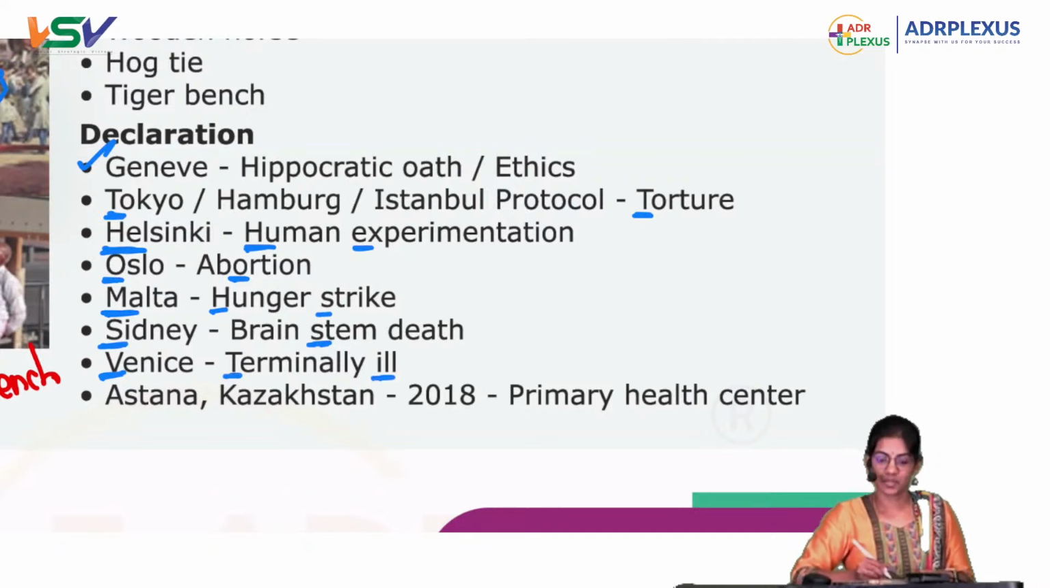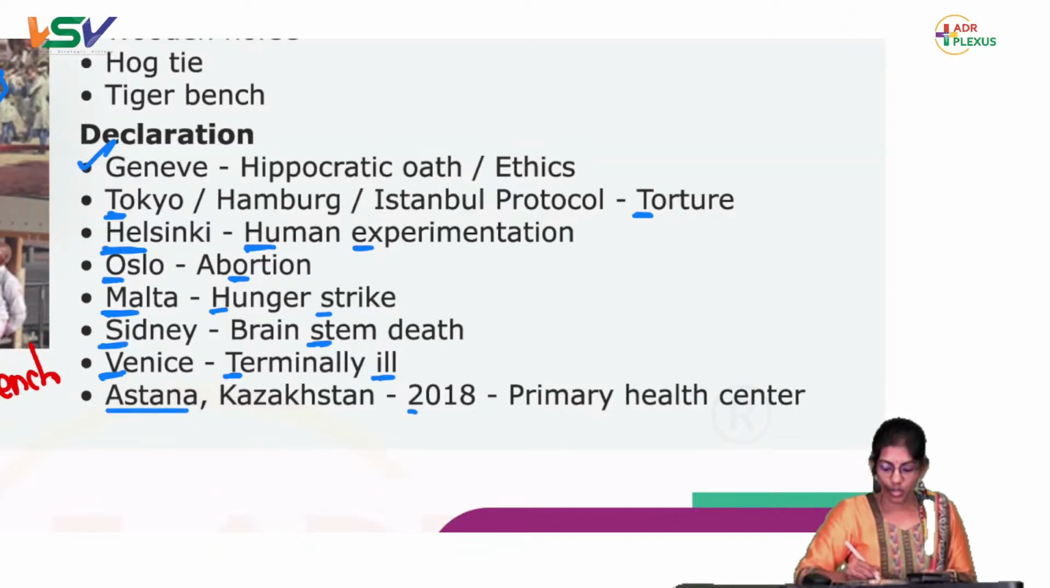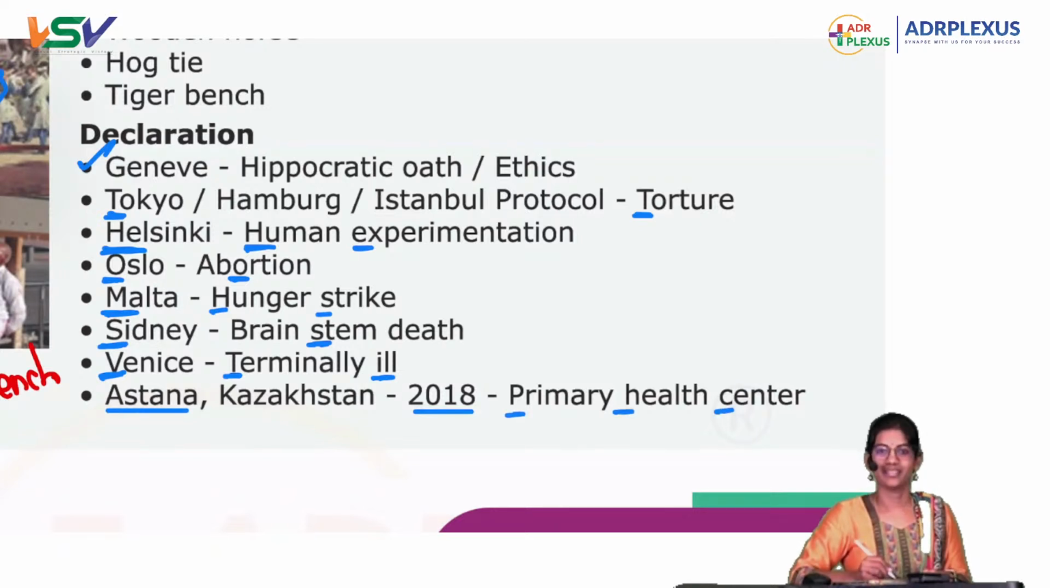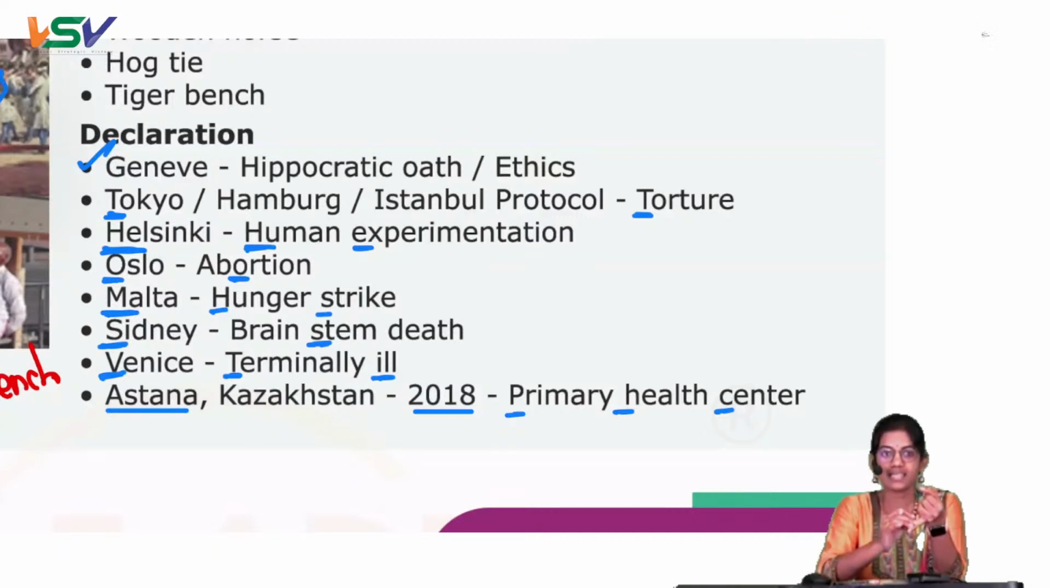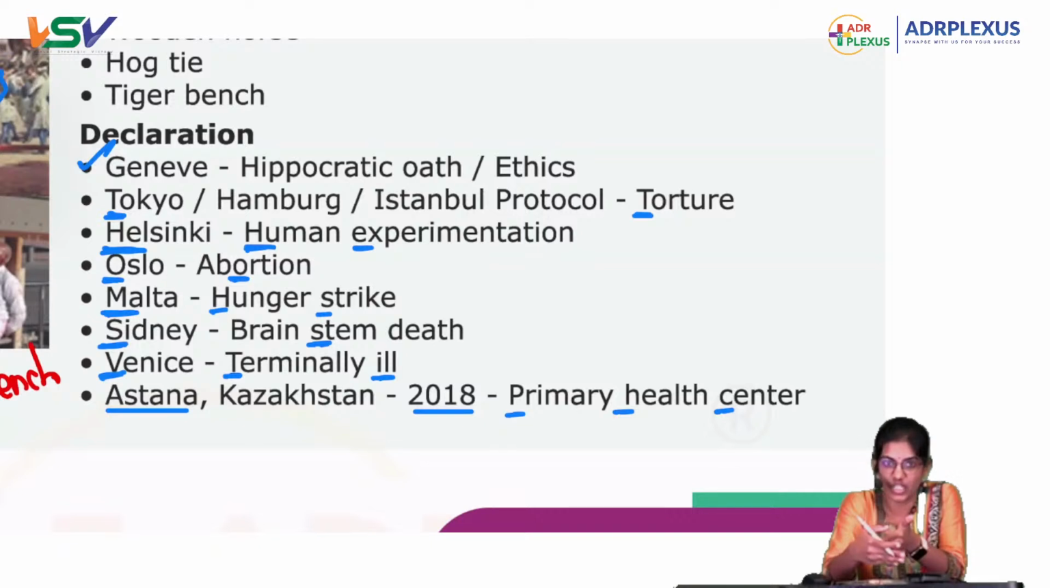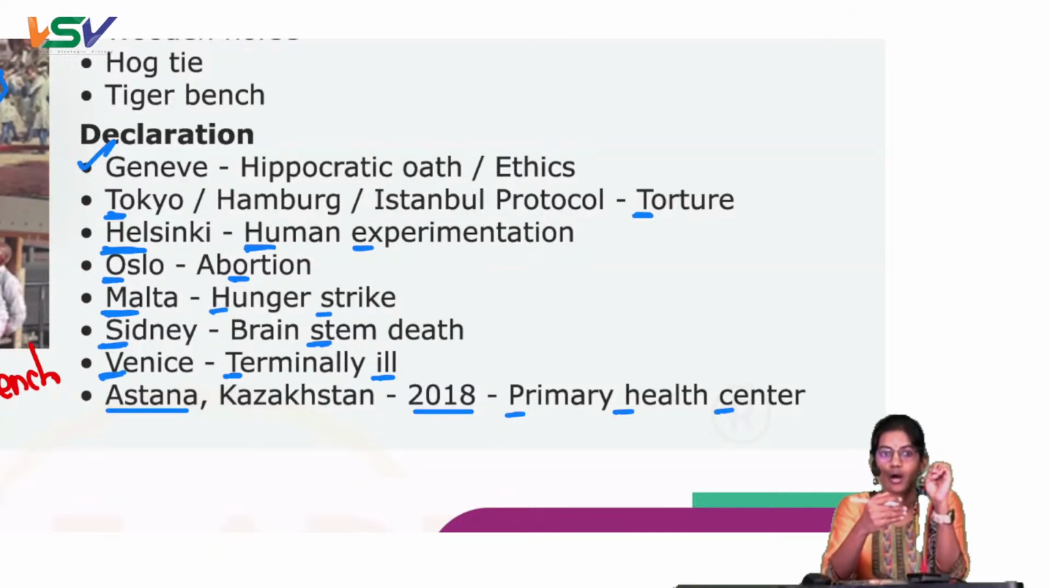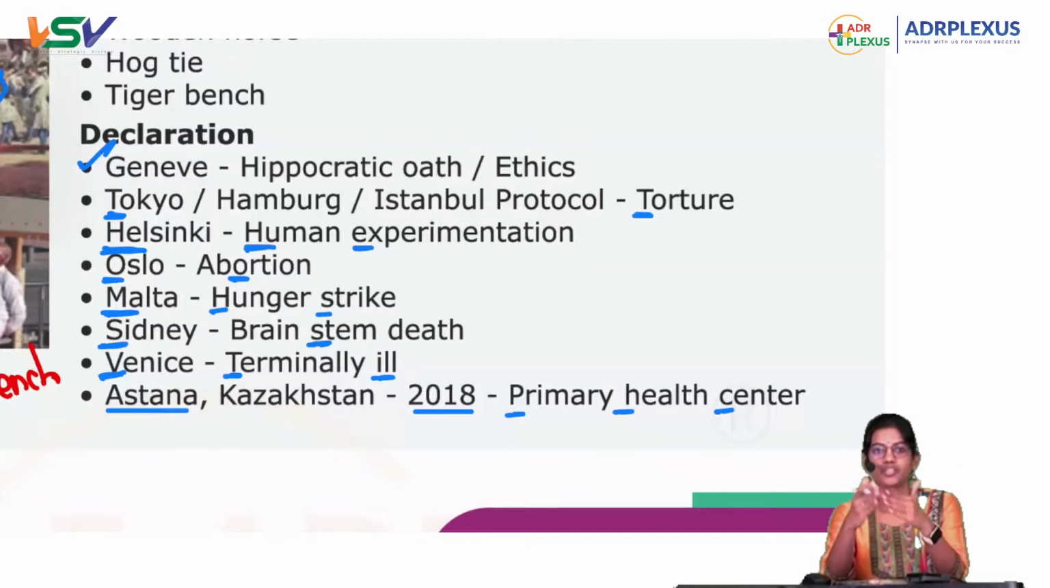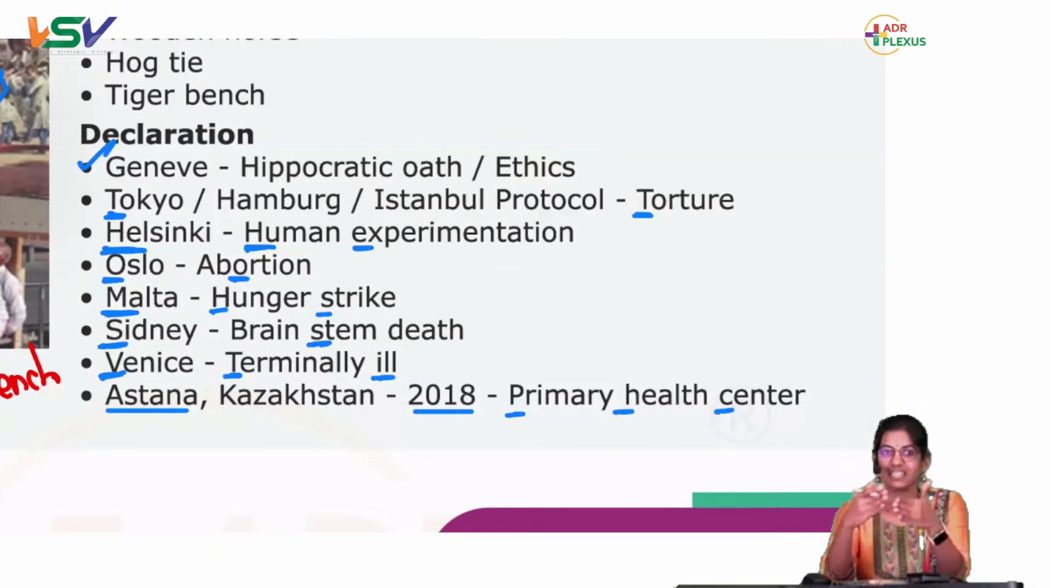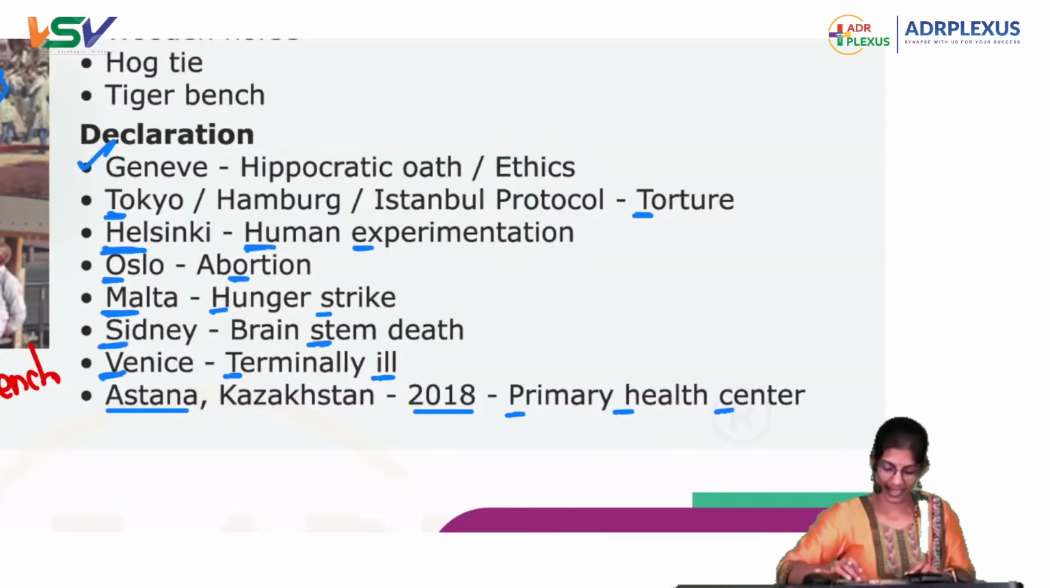And the last that's put in the website of WHO is the Astana. Okay, 2018 it happened, primary healthcare related. They spoke about primary healthcare. Okay, so ethics, Geneva. T for torture, Tokyo. HE, Helsinki, human experimentation. O, abortion. Hunger strike, malnutrition, Malta. Sydney, brainstem. Venice, terminal illness. Astana, primary healthcare.